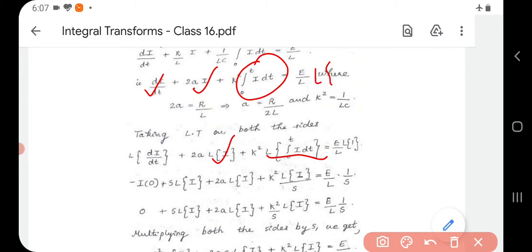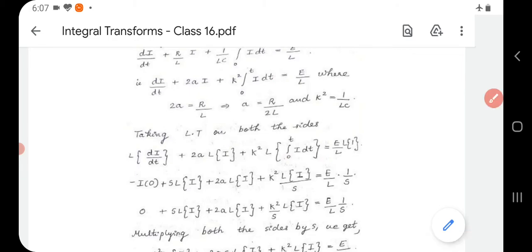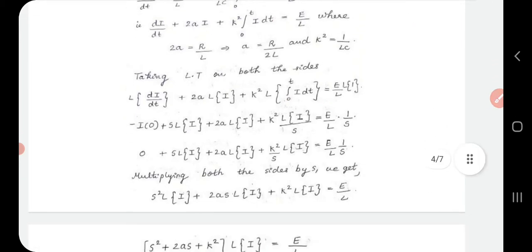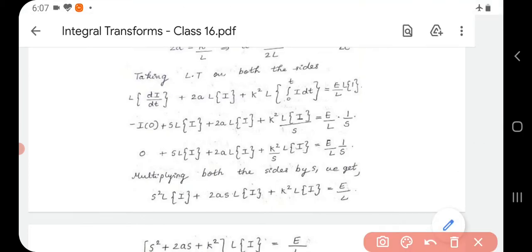Here you just add the Laplace transform of 1, because that is the same as E by L. Now you just apply the formula for the Laplace transform of derivatives. What is the formula for the Laplace transform of di by dt? It is minus I0 plus s L of I. Then 2A L of I is kept as such, plus K square.